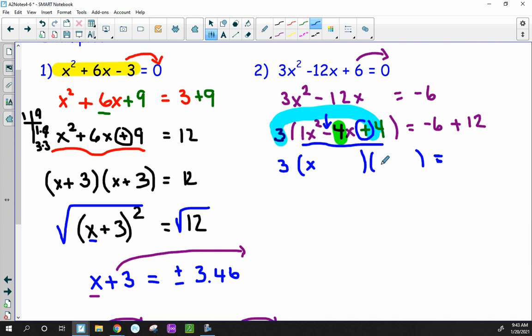X squared factors are x times x. Factors of 4 are 1 and 4, or 2 and 2. I'm going to use my 2's. Same sign, and they need to be a negative 4, so we need 2 negatives. Then over here, I've got negative 6 plus 12. Negative 6 plus 12 is a positive 6.